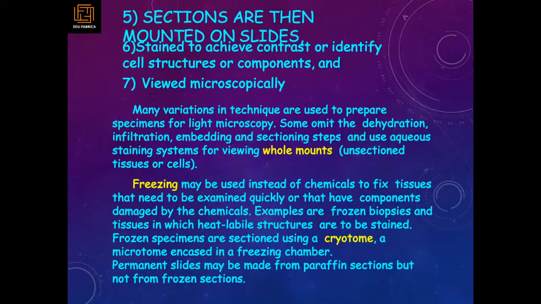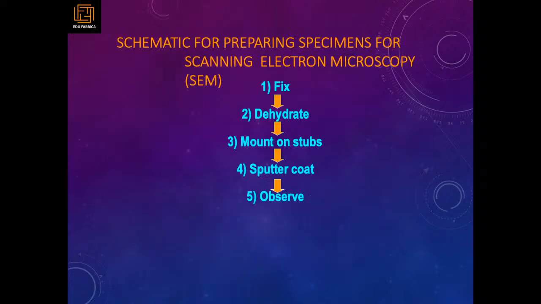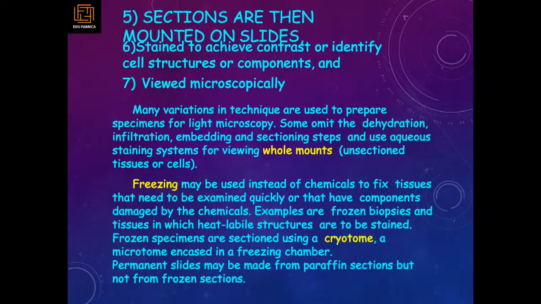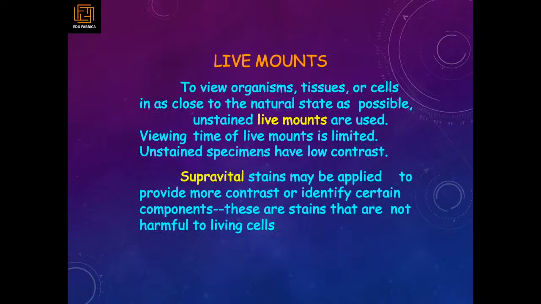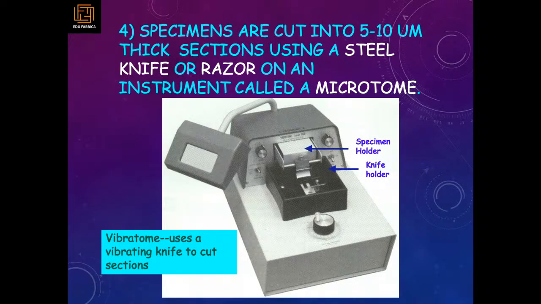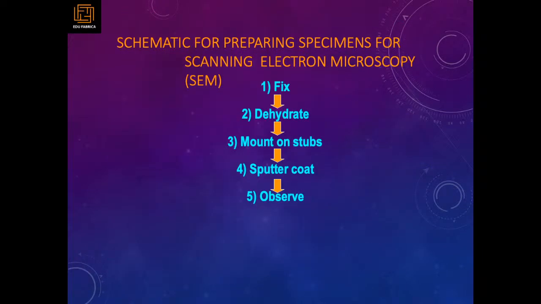It's not the microtome, it's the cryotome we use, which is encased in a freezing chamber. So we get the permanent slides made from the paraffin sections, not from the frozen sections in that case. So this was all the things that we have seen here, and all these schemes were for live microscopy, light microscopy. Now let's check the scanning electron microscopy.